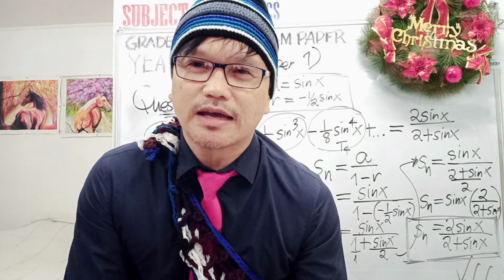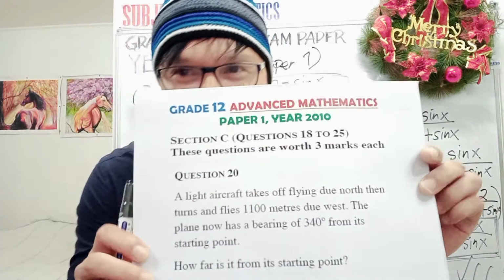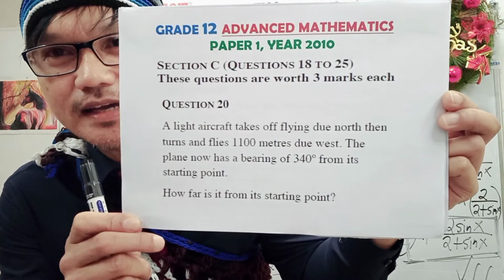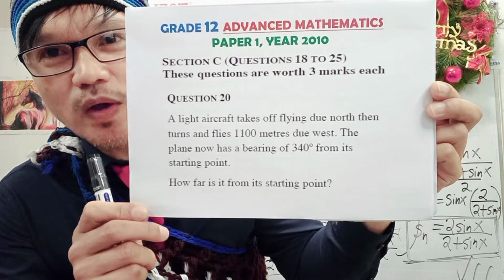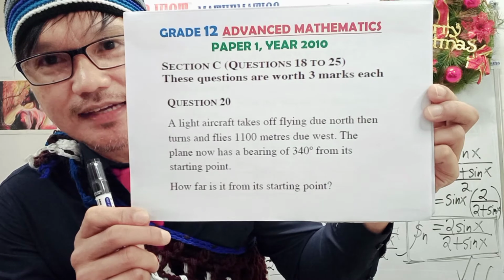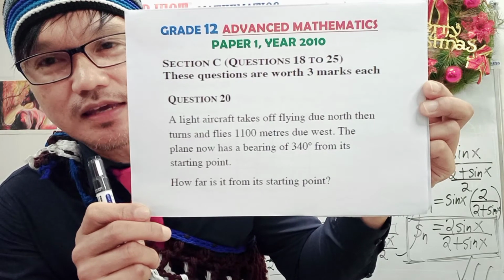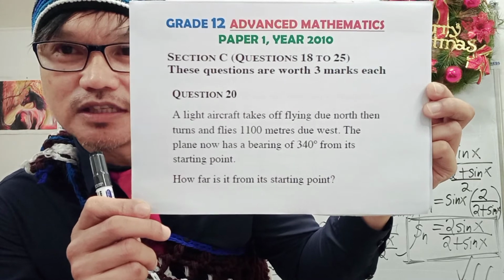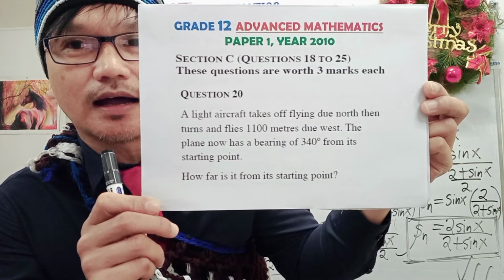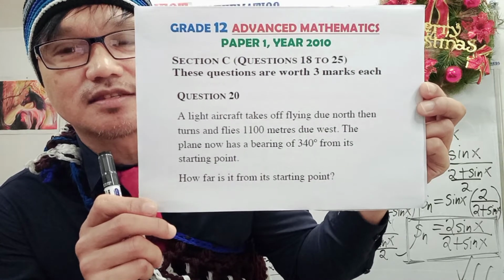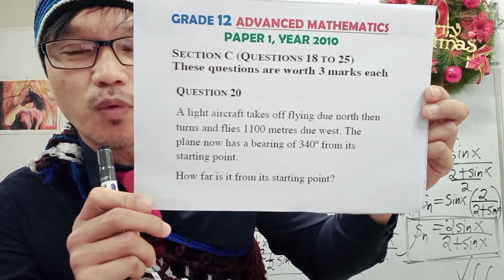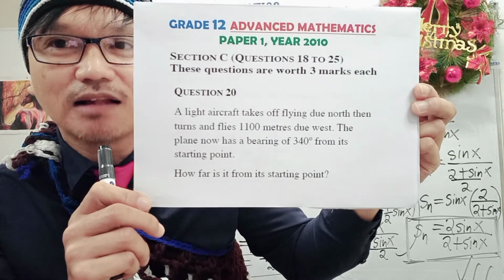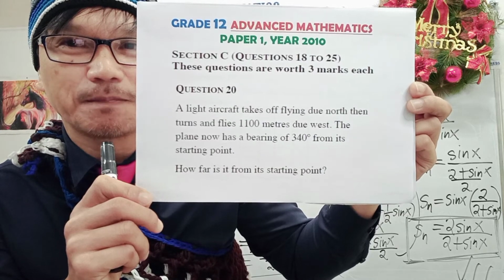And what do you think is the topic and the question for question number 20? I like this topic: trigonometry, bearing. Grade 12 Advanced Mathematics, paper 1, year 2010. We are answering question number 20. I hope that when you encounter this kind of question in your national examination, on calculating bearing and distances, you can watch this video tutorial and coaching, and at least in this simple way, it might help you enhance your mathematics skills. So this is the question.